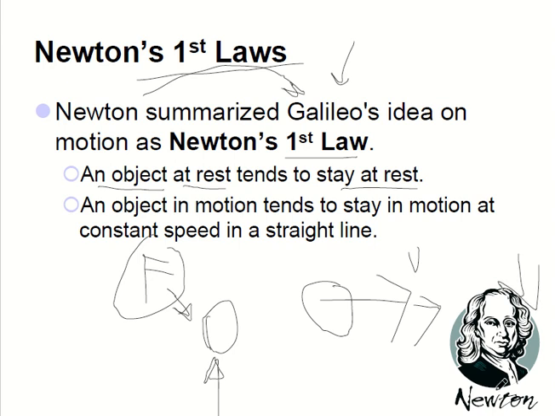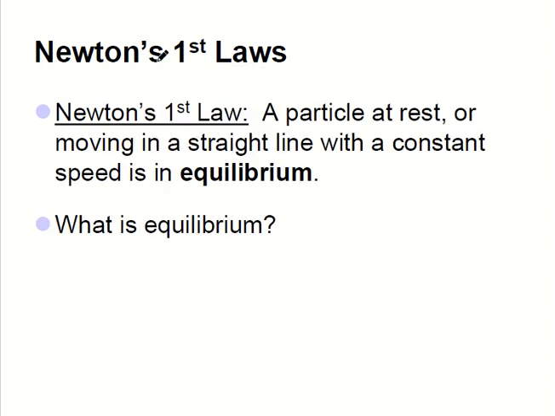Here is a cartoon for Newton. An object at rest is going to stay at rest. An object in motion is going to stay in motion on a straight line with a constant speed. That is his first law. Before we go into the second one, we're still on the first one. Here we put it systematically together in a meaningful sentence: a particle at rest. Now we call the object a particle, a little smaller. So a particle at rest or moving in a straight line with a constant speed.